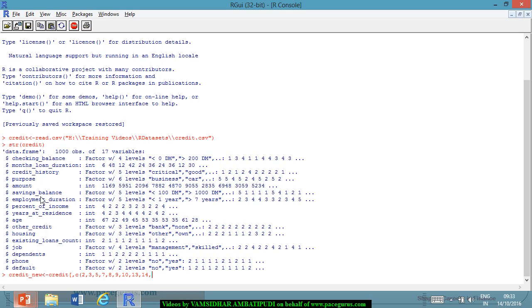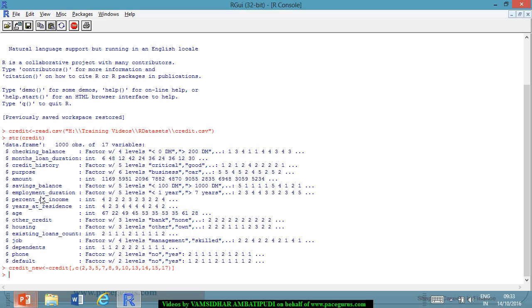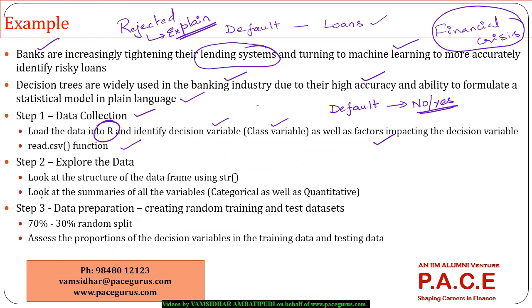Another numerical variable I am taking, another categorical variable. Dependents also let me take, phone let me not take, and finally the default, which is my class variable, let me take. So I am taking a subset of those variables so that I can build a model slightly better. So I am looking at the credit_new as the data with which I would be working. So let me explore this data.